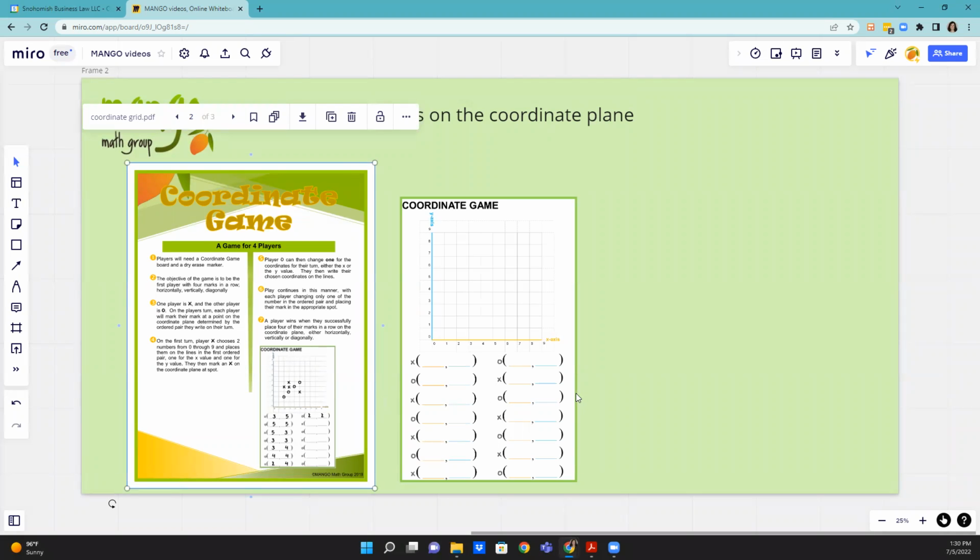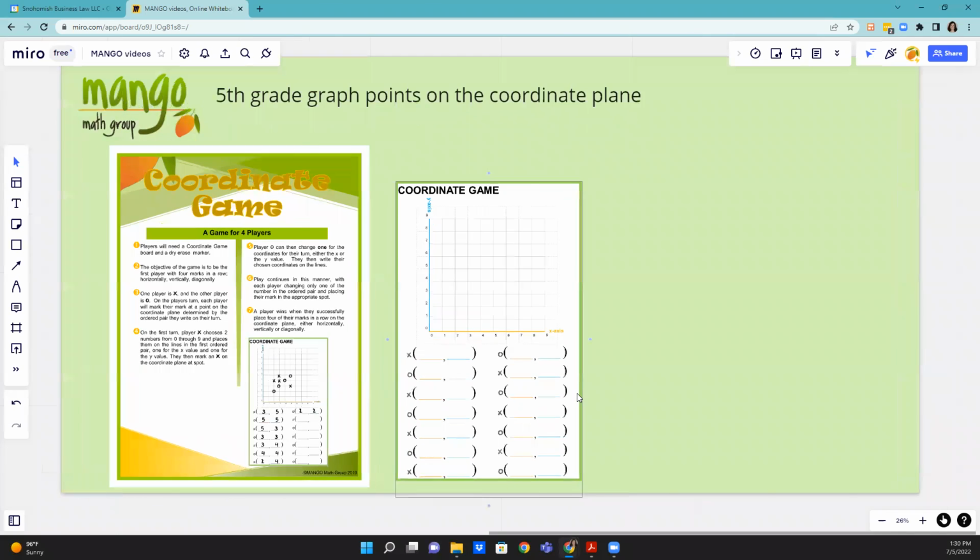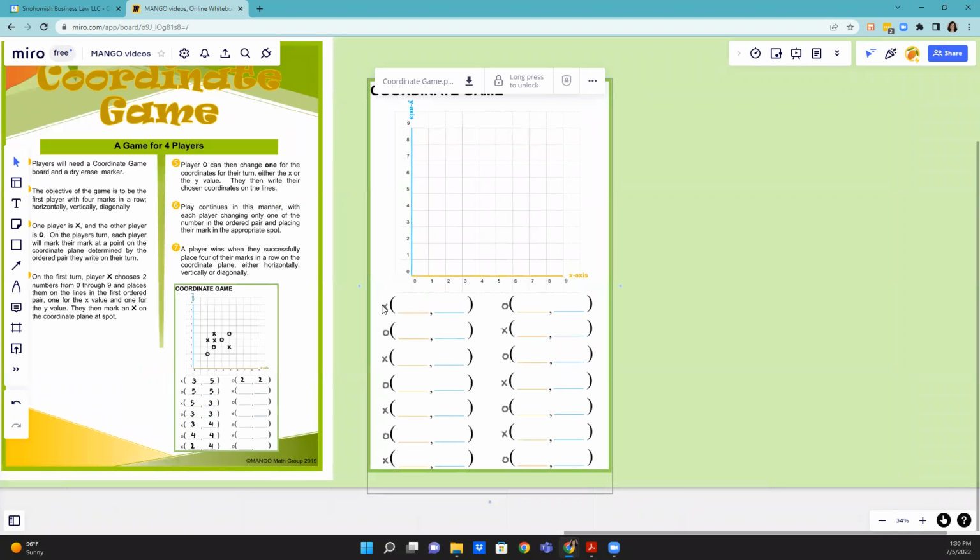The activity is pretty straightforward. One person is going to be the X's and one person is going to be the O. The X's go first, and notice that I have color coordinated the X-axis and the Y-axis. Students write down what points they want to plot. Let's say they do a 6 and a 2.